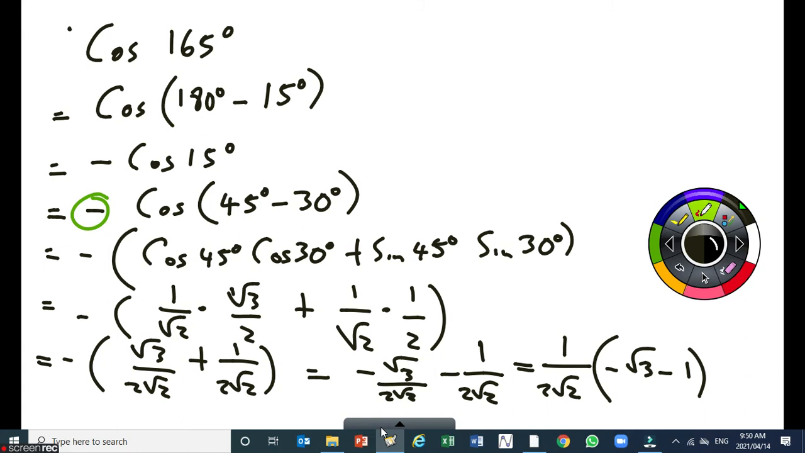Is it making sense? Which step? Don't forget there's a minus here in front, so I distributed. When both became negative, then I factored out 1 over 2 square root of 2. And I can rationalize that 1 over 2 square root of 2. So I'm going to do that on the next page.